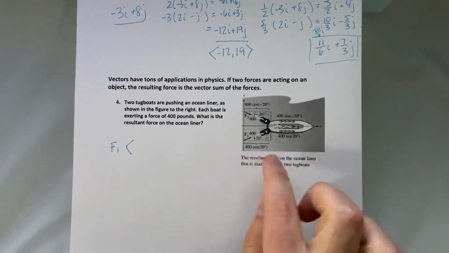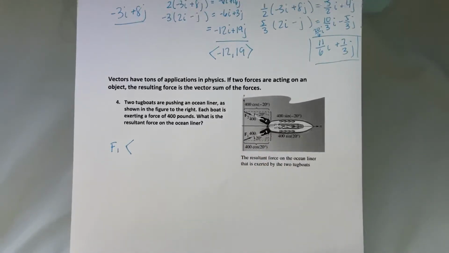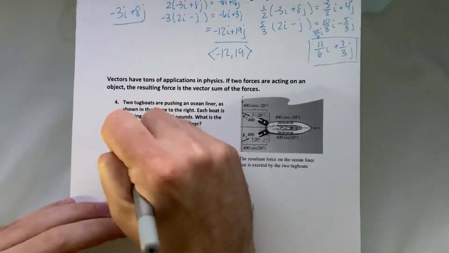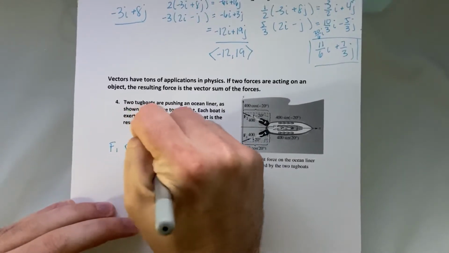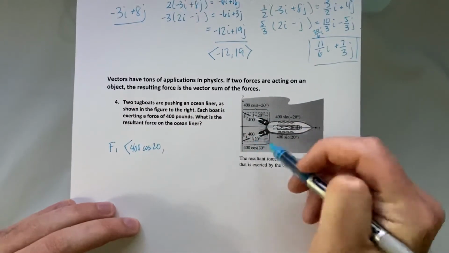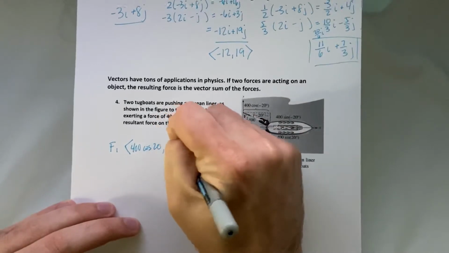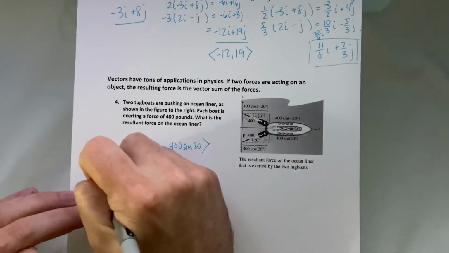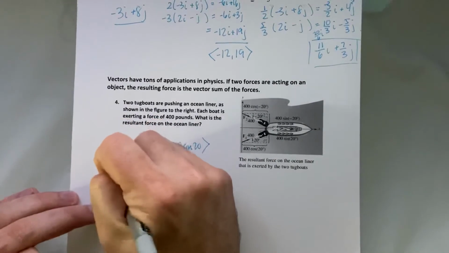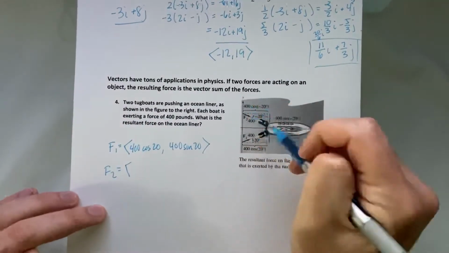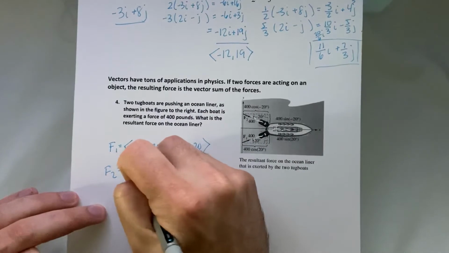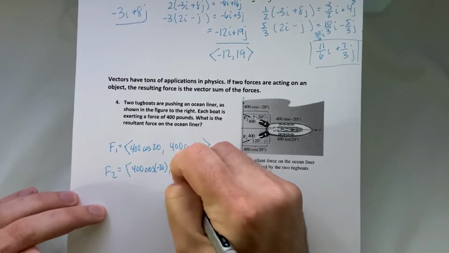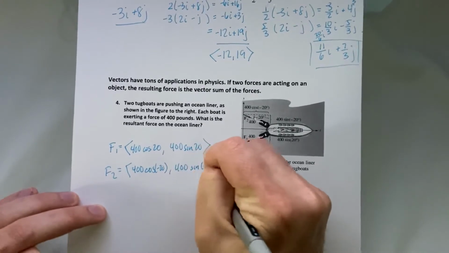the x value is 400 times the cosine of 20 degrees because it's pushing at an angle of 20 degrees. So we have 400 cosine of 20 degrees. The y value is then 400 times the sine of 20 degrees. Now for the second force, it's pushing at a -20 degree angle, so it's 400 times the cosine of -20. This is 400 times the sine of -20.